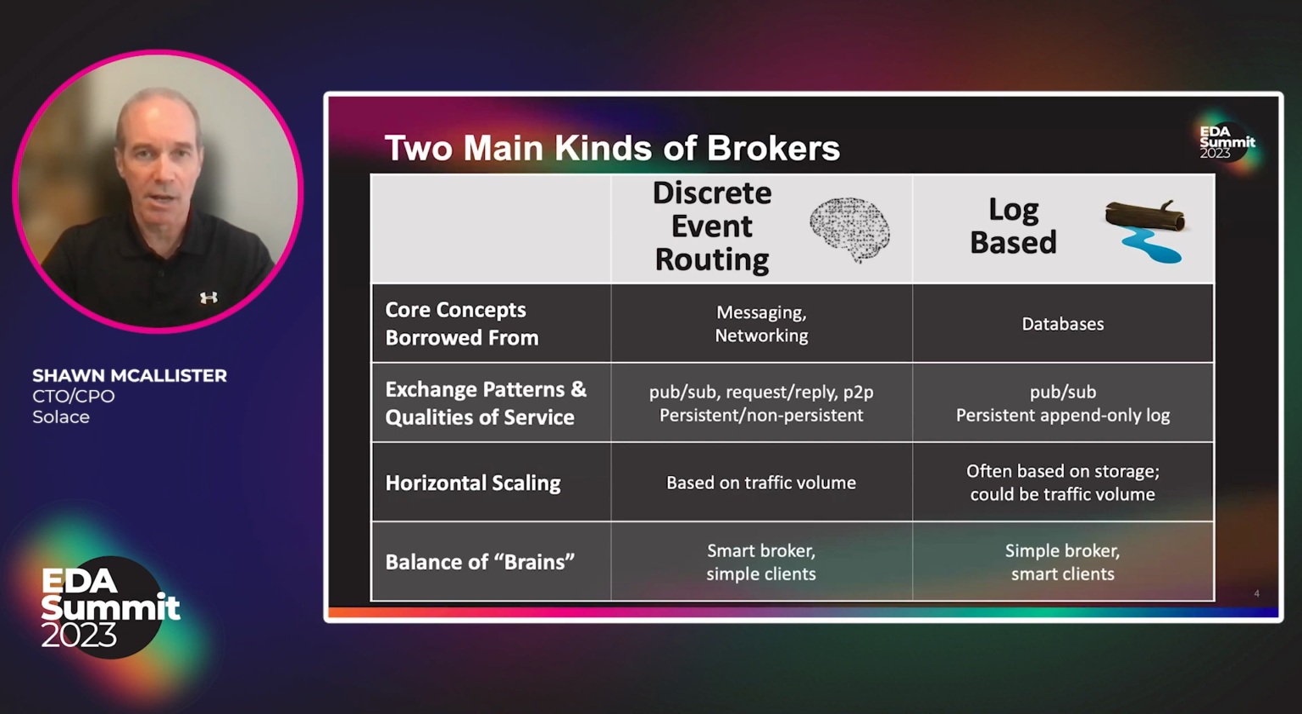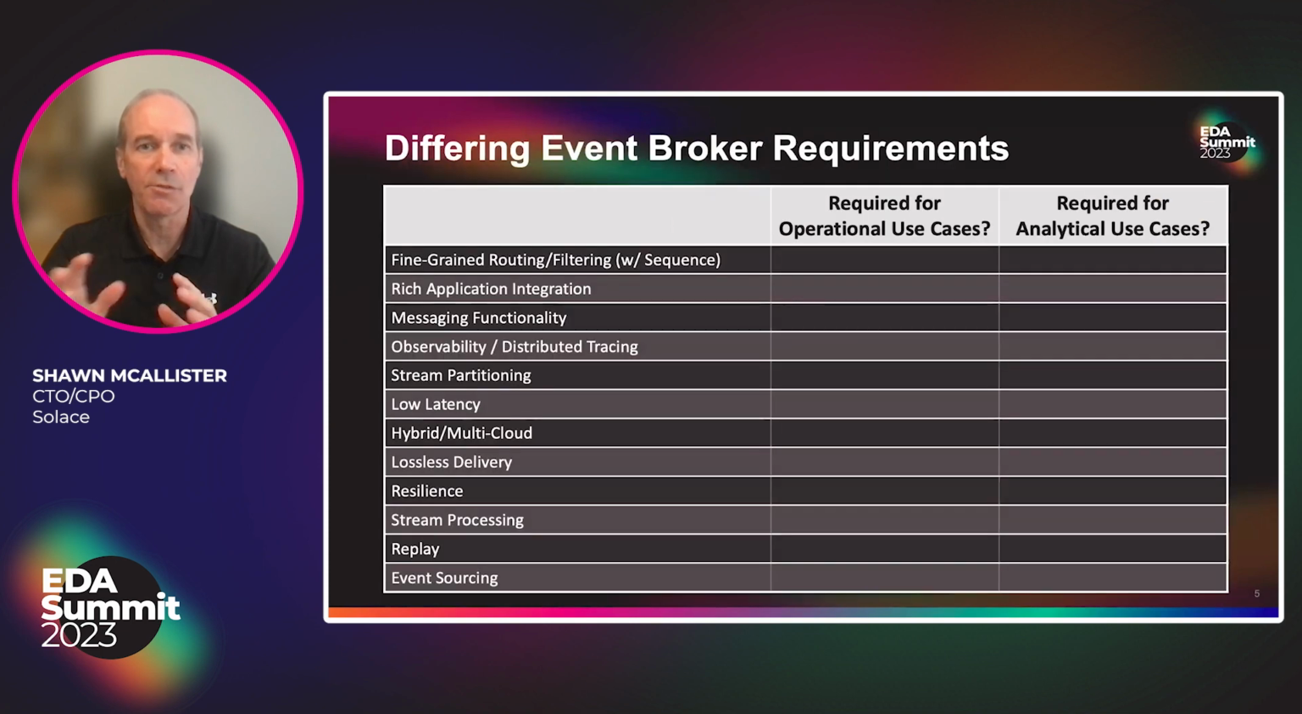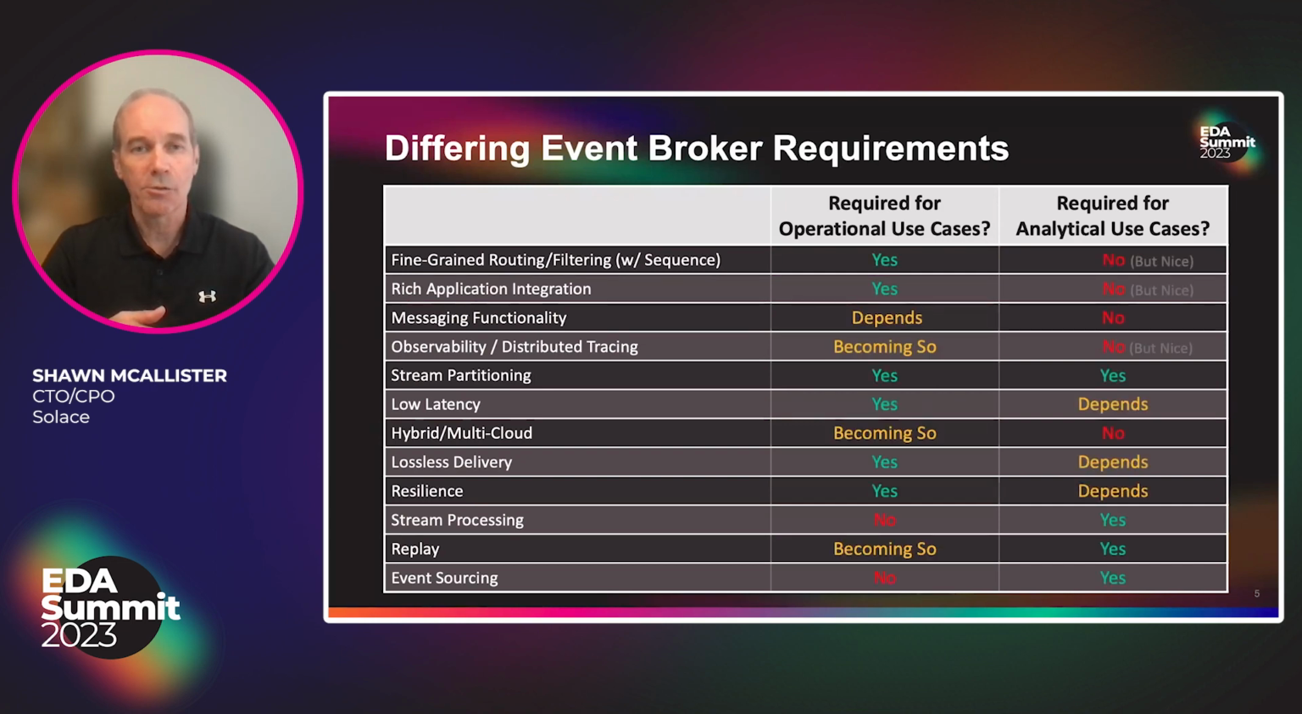So with that in mind, now let's move to examining the two different types of use cases and the characteristics of those use cases. On the left-hand side, I have a whole bunch of characteristics listed. And for each of the use cases, I've said whether that characteristic, yes, is required for that use case, or no, is not required. Maybe nice to have, but not really required.